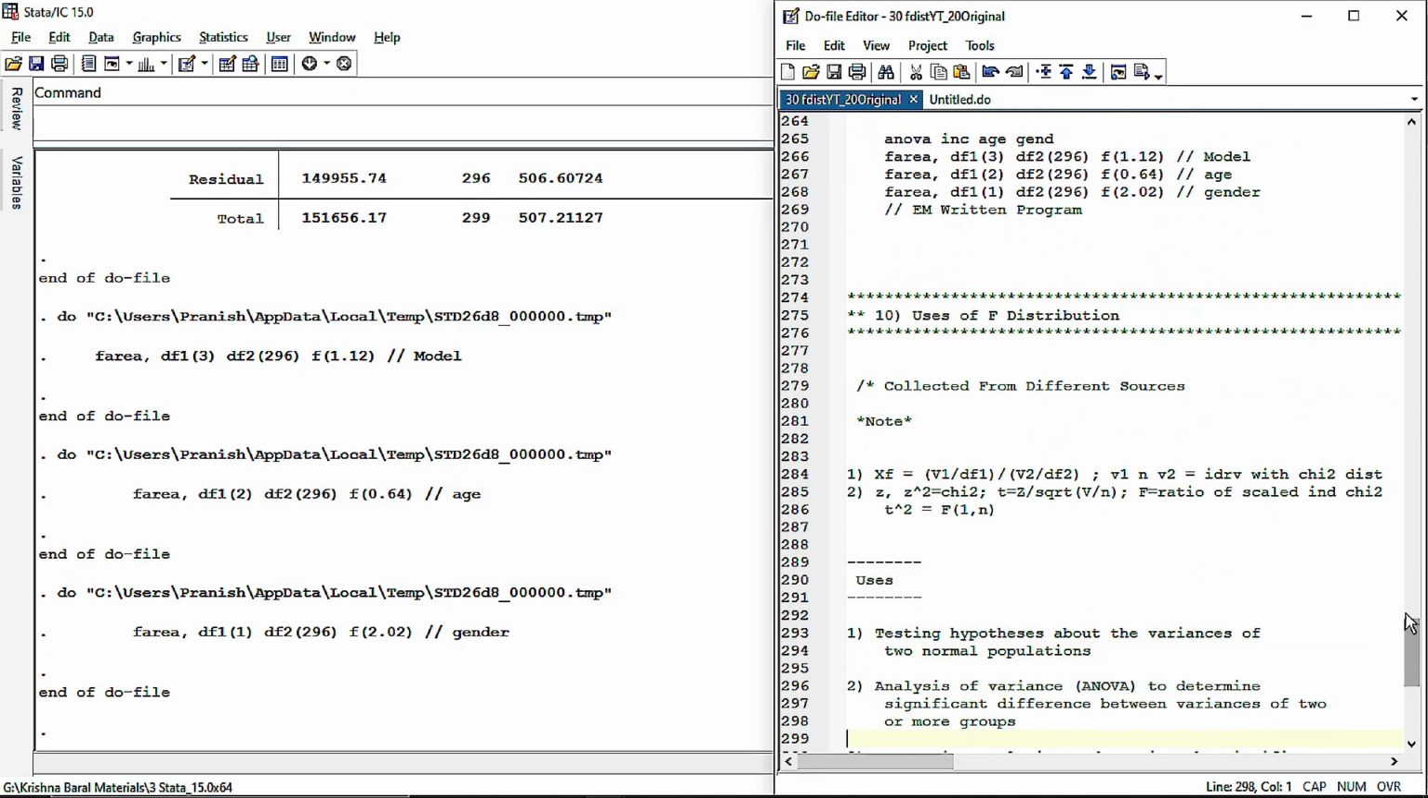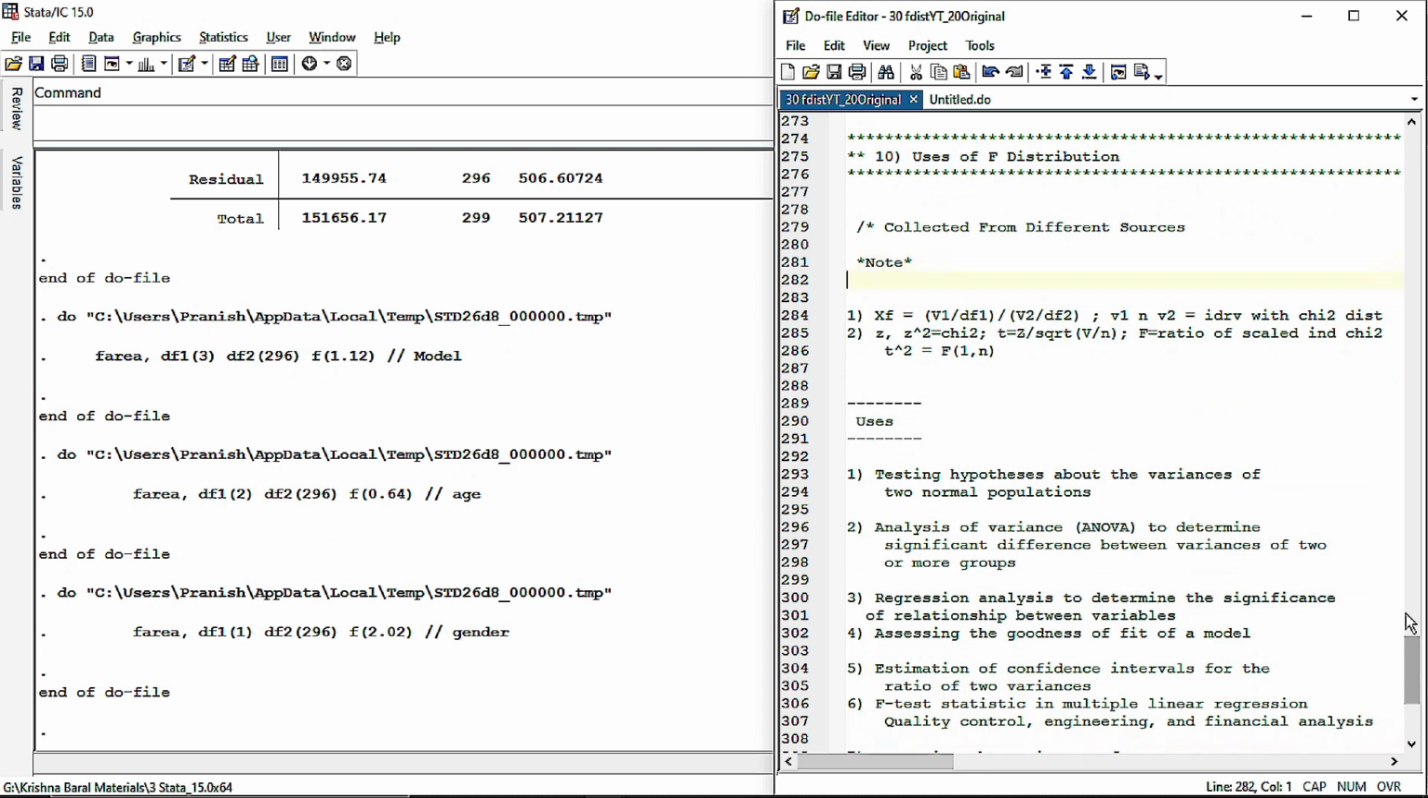Now let us see some of the important notes and the uses of the F distribution. F distribution is the ratio of two chi-square distributions. So if we have a normal distribution represented by Z, its square will result in the chi-square distribution. And we get a T distribution if we take the ratio of the standard normal distribution and the square root of the chi-square distribution. And we have already stated that F distribution is the ratio of the scaled independent chi-square distributions, and the square of the T distribution will result in the F distribution.